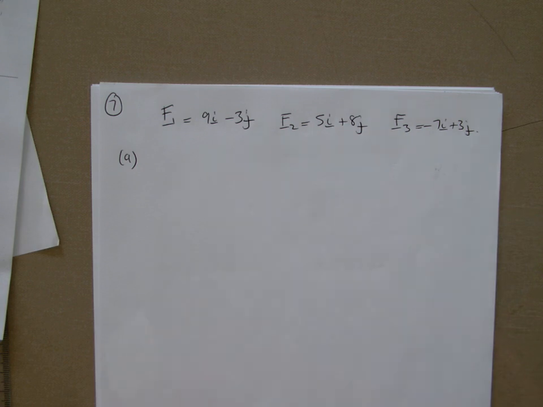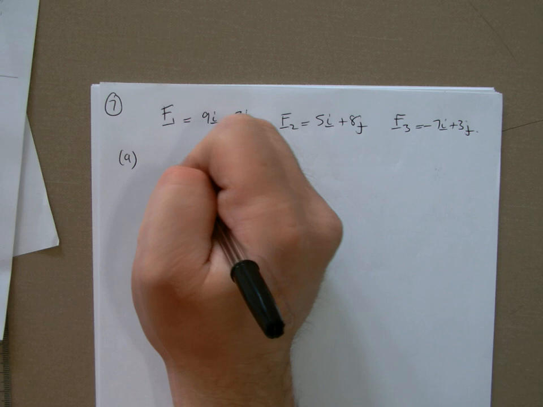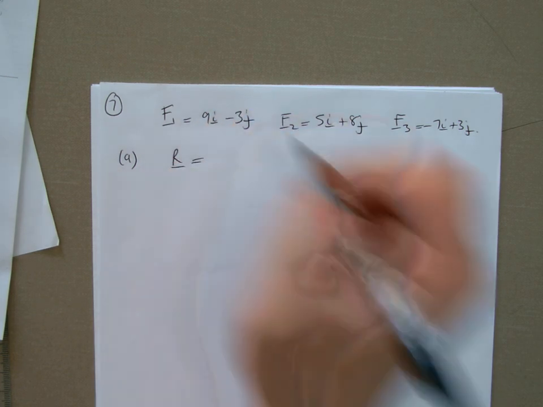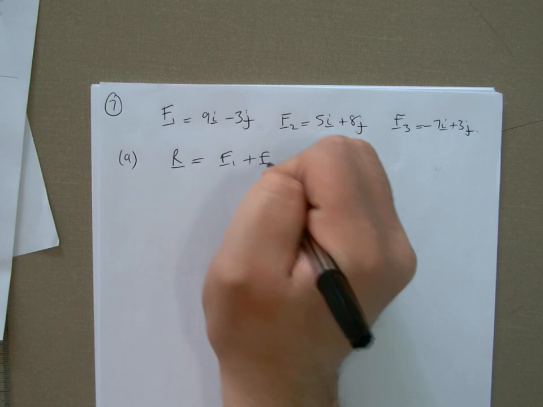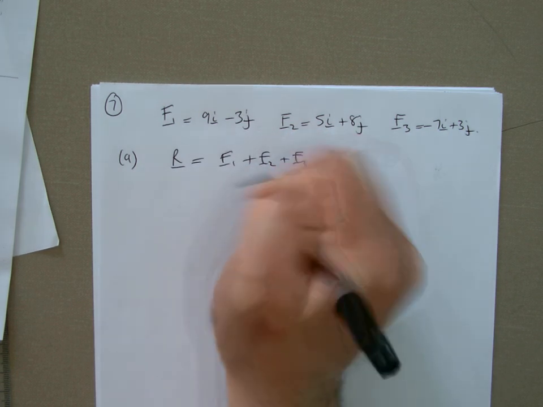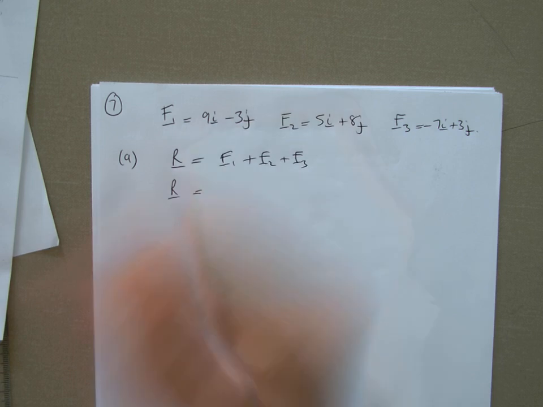There are three forces here acting on an object, and it says find the resultant of these three forces. So the resultant would simply mean to add these three together, right? I've called them F1, F2, and F3. So you just need to add them together. That gives you the resultant.